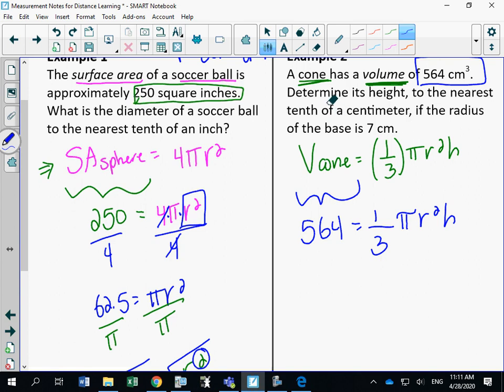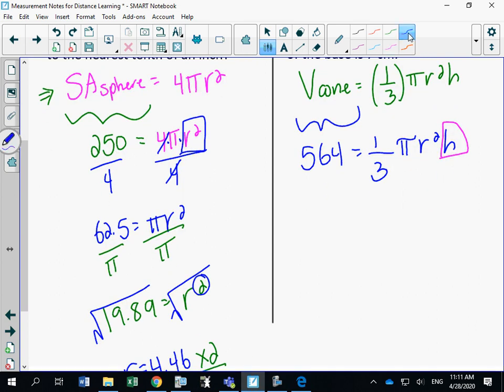Okay, determine its height. We're going to be manipulating this to eventually get the height by itself, right? Determine its height to the nearest tenth of a centimeter if the radius of the base is 7. So 7, they said, is the radius. So I'm going to take r out, and I'm going to put 7 in. So 564 is equal to 1/3 times pi times 7 squared times height.